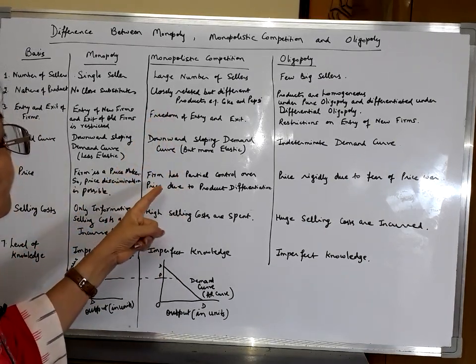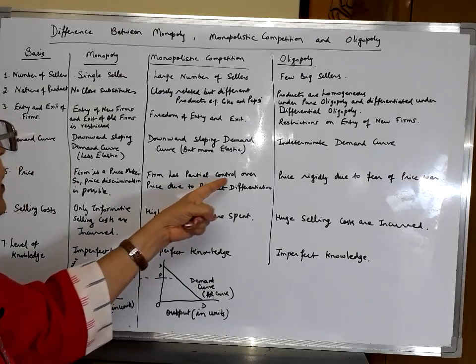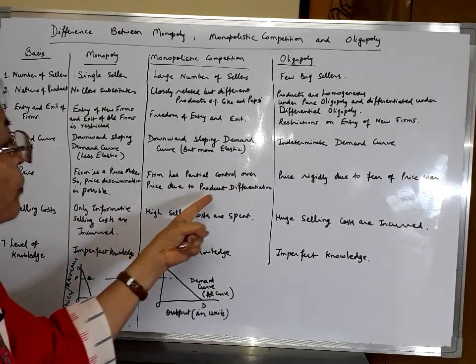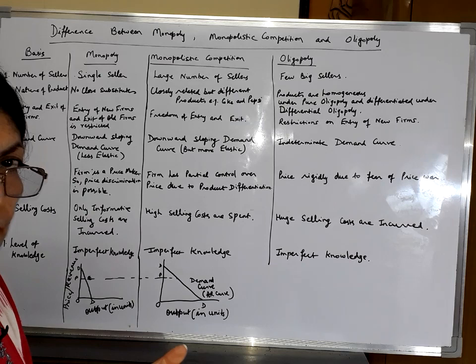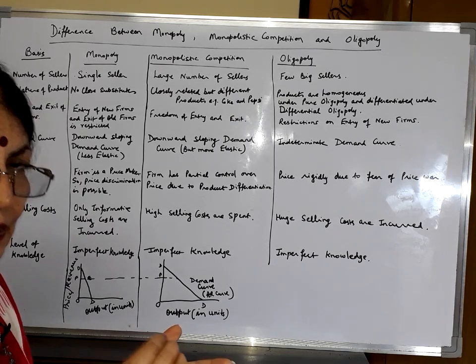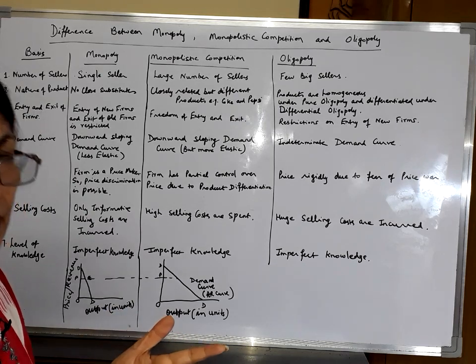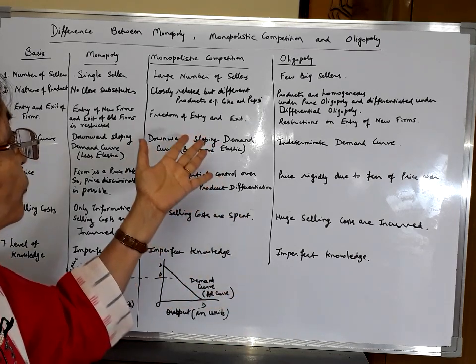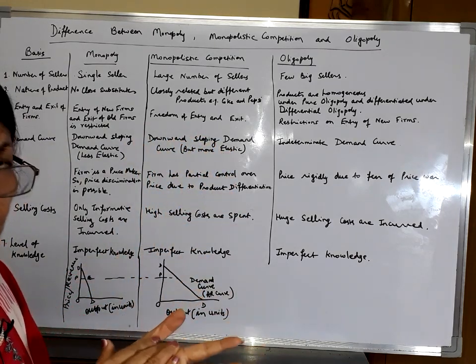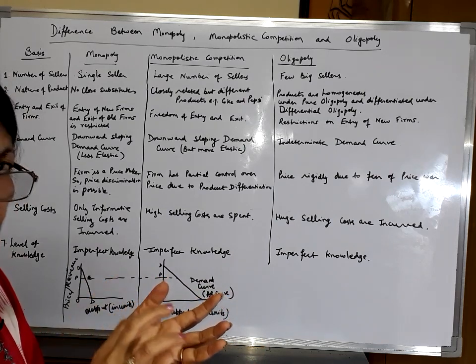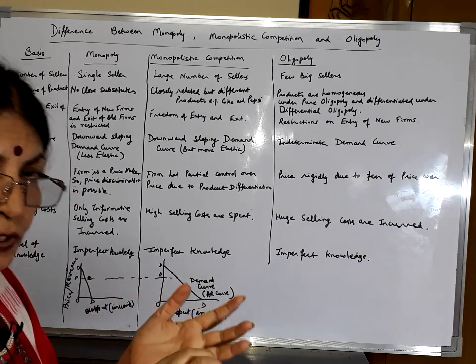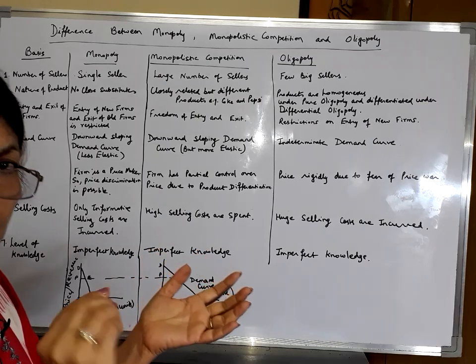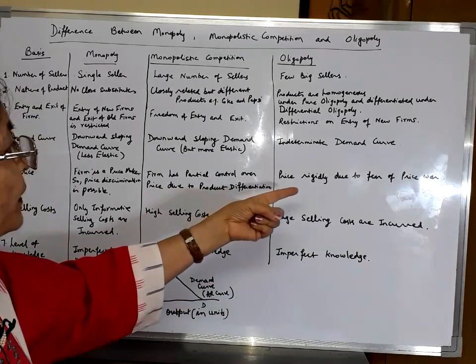For monopolistic competition, the firm has partial control over price due to product differentiation. Each firm is producing a slightly different product. To that extent, they can differentiate the price of the product. We had taken the example of Coke and Pepsi. Of course, they can form a cartel and decide whether they are going to charge the same price, or they may charge a slightly different price from each other.